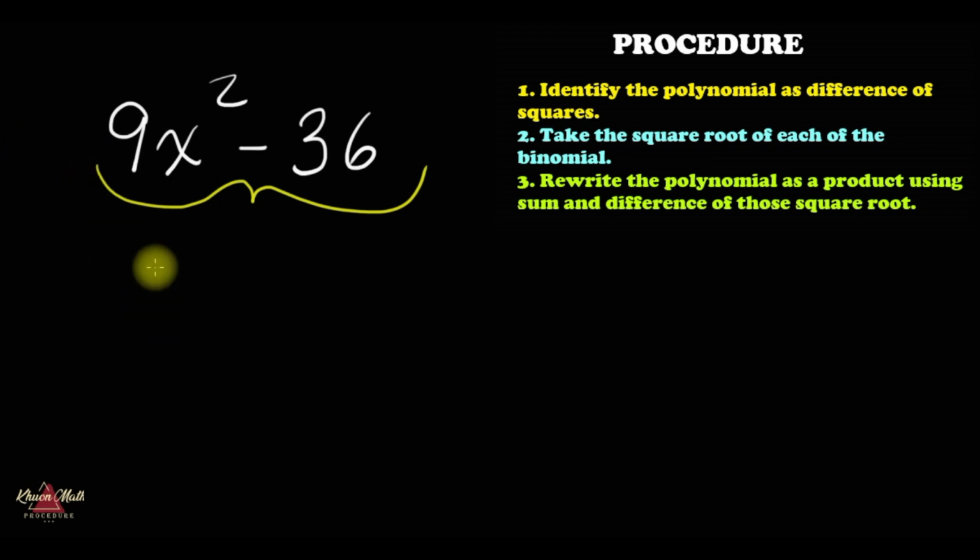Now, the greatest common factor here is 9. So we're going to pull out 9. When you pull out 9, 9 goes into 9x squared, x squared times. And then 9 goes into 36 4 times.